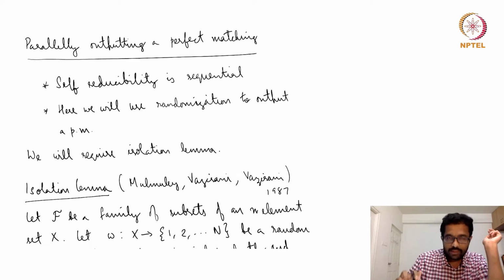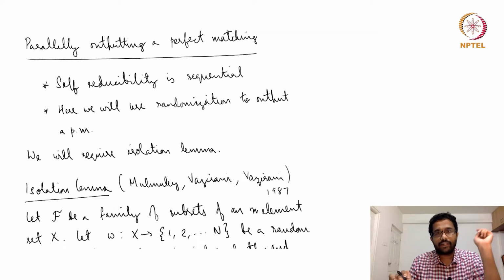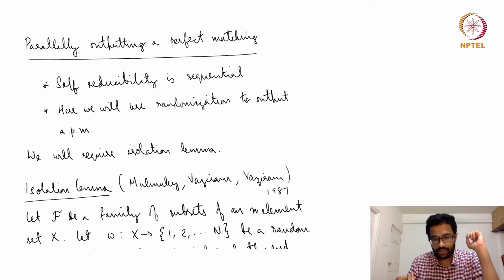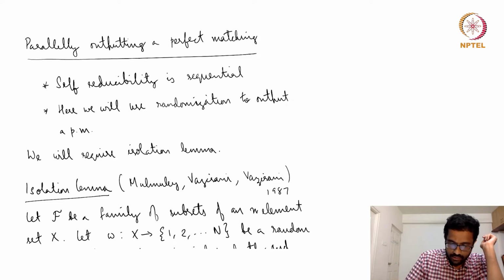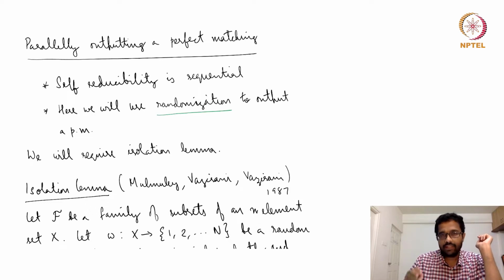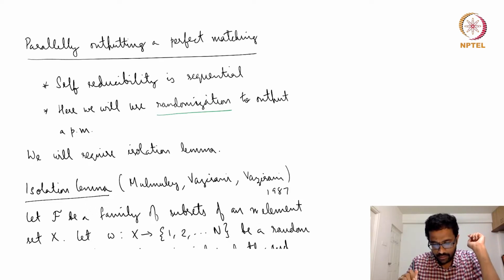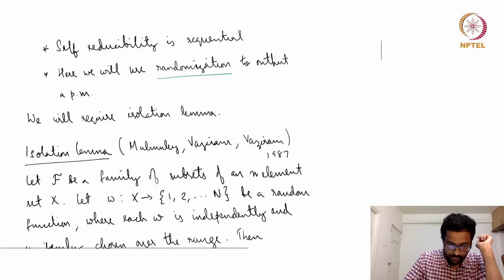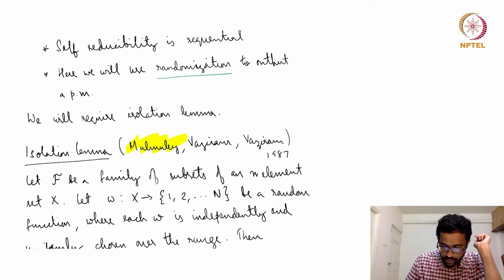So here we will see a completely different approach, one which is very clever. It also uses some elements of the characterization that we saw last week. And randomization will again be a key ingredient. This approach that we are seeing today was by Mulmuley, Vazirani and Vazirani from 1987.